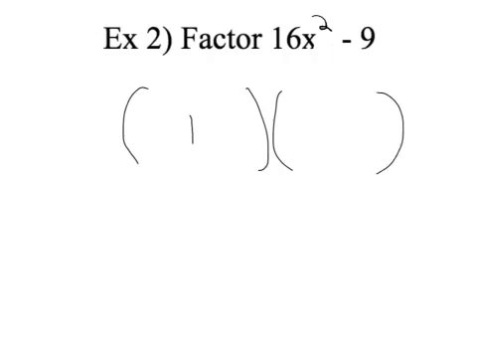So your 2 binomials, plus in one, minus in the other. Then take the square root of 16x squared. Square root of 16, as I said before, is 4. The square root of x squared is x. For the second terms in our binomials, we take the square root of 9. The square root of 9 is 3. So 16x squared minus 9 factors down to the quantity of 4x plus 3 times the quantity of 4x minus 3.